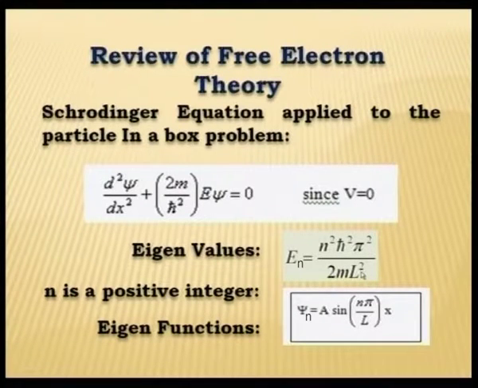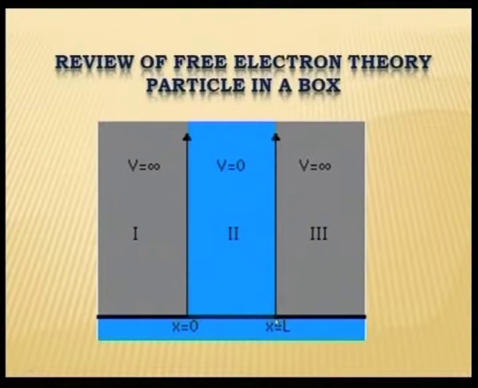L is the length of the box, and in the one dimensional case you will have n square. N will take positive integral values. How do you say that you should take positive integral values? Because the boundary conditions demand it. What are the boundary conditions applied to the problem of a particle in a box?